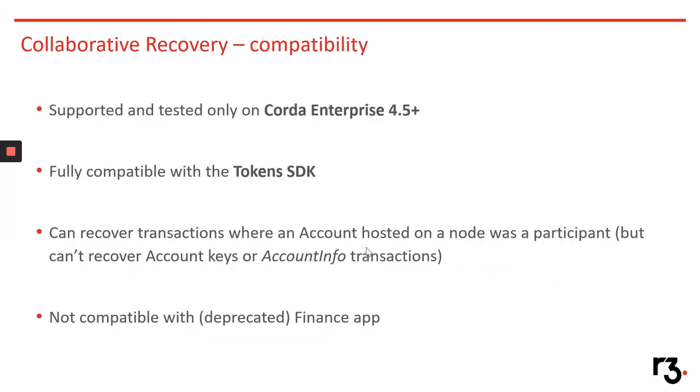A quick note on compatibility. Collaborative recovery is supported and tested only on Corda Enterprise 4.5 and above. This practically means that nodes that want to run the Collaborative Recovery CorDapps need to have a minimum platform version of 6. This is because we use some APIs that are not available in previous versions of Corda.